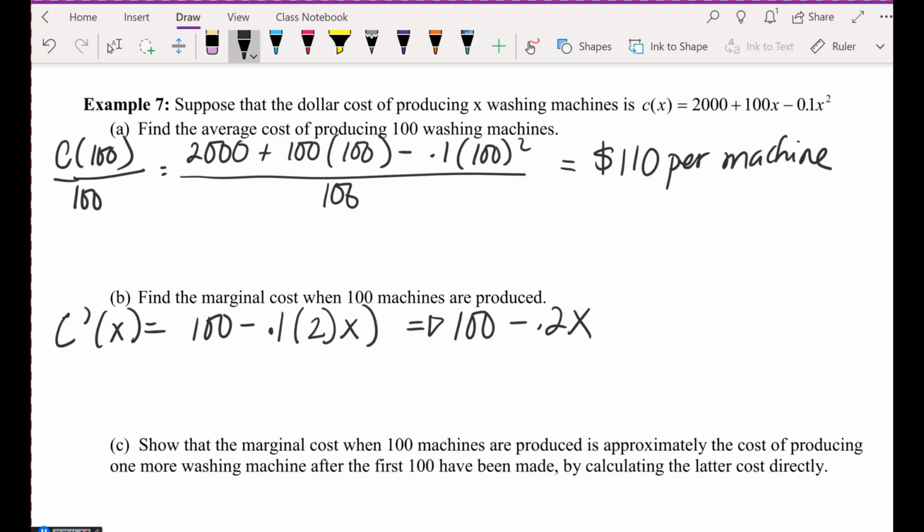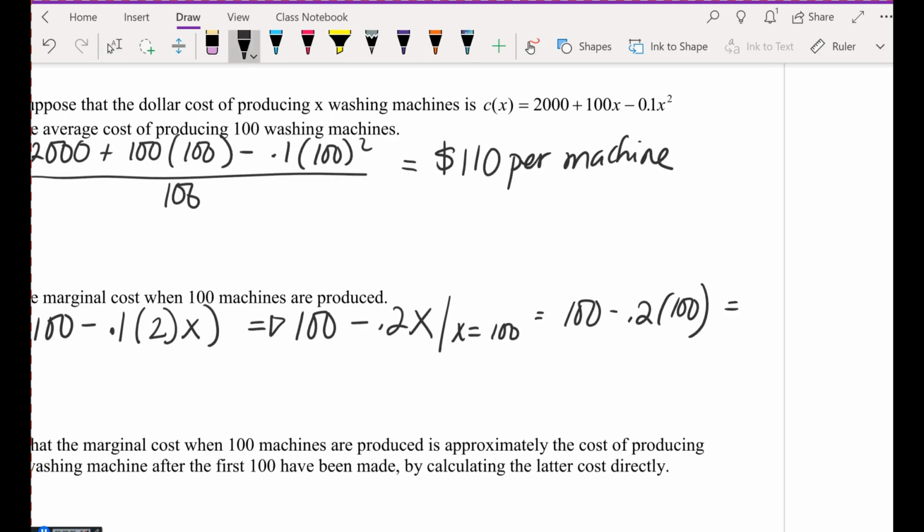But I'm looking for the marginal cost when 100 machines are produced. What are we going to plug in? 100. So it equals 100 minus 0.2 times 100. So what would that give us? Actually, you don't even have to punch it in. What's 0.2 times 100? 20. 100 minus 20. 80. $80. Oops, I wrote 10.